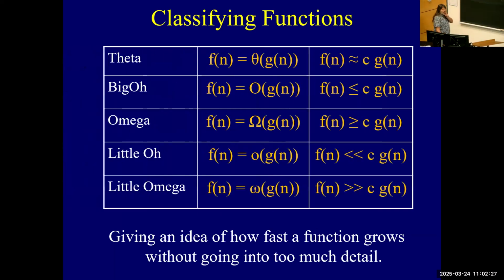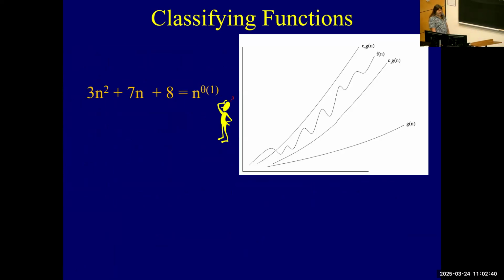All right. So we're not covering this, but theta means you're bounded on both sides. Big O means you're bounded above. Omega means you're bounded below. Little o, big O, I don't know. We're not doing all of these. Everybody good?